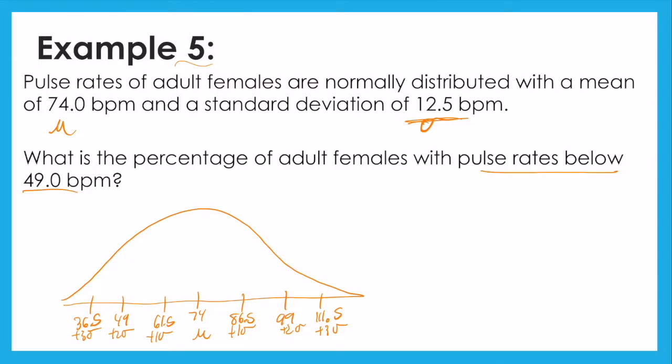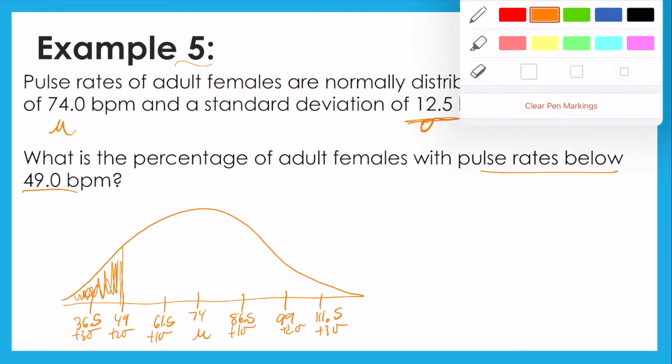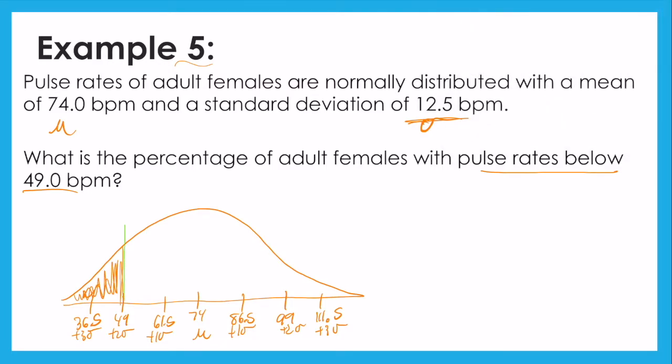So I want to know, what is the percentage of adult females with pulse rates below 49 beats per minute? So I want to know what the percentage or the area is of this little area over here. Now I know that 49 marks the second standard deviation.